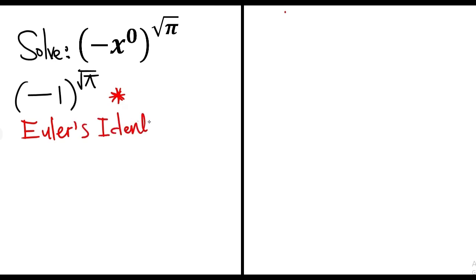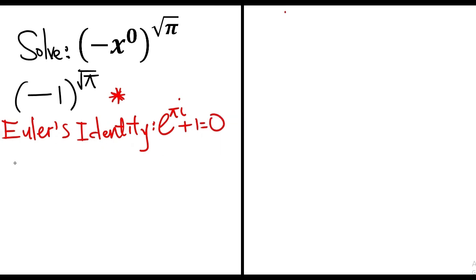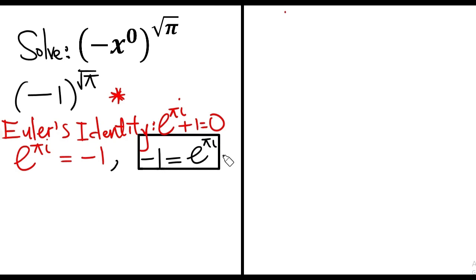It says that e to the power of pi i plus 1 equals 0. Then if I make the exponential part the subject of the formula, I have e to the power of pi i equals minus 1, or this could be written as minus 1 equals e to the power of pi i. So this establishment is very, very important.